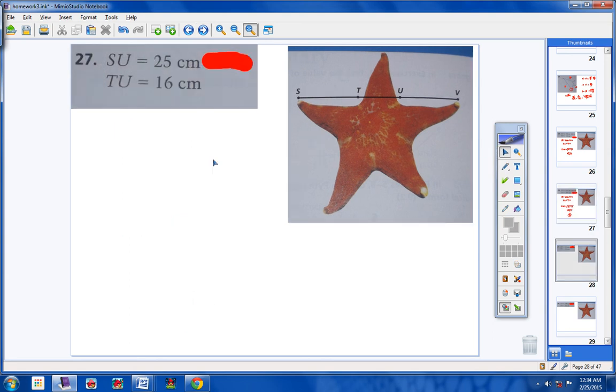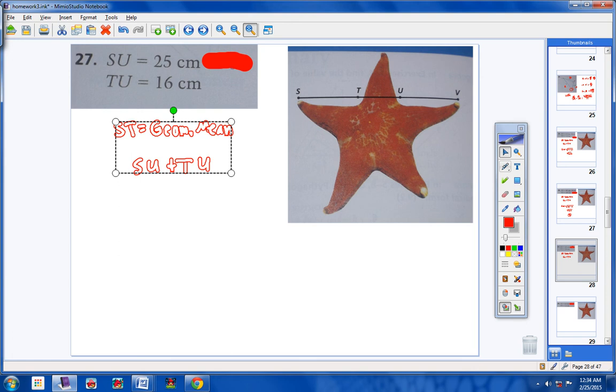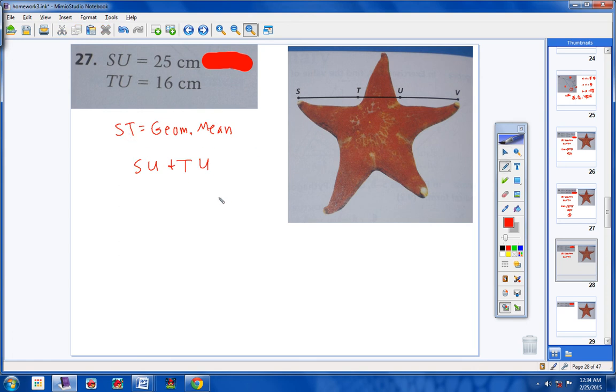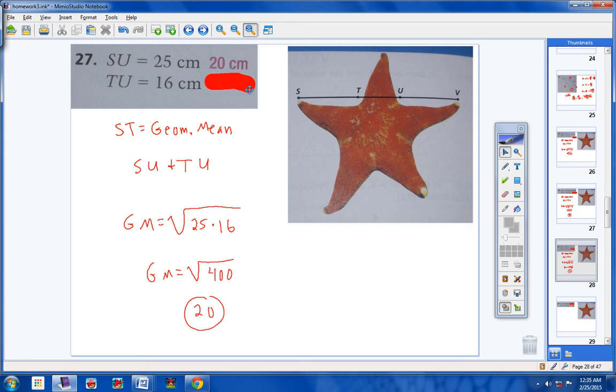Alright, same thing again, so here we go. ST is the geometric mean of SU and TU. We're looking for ST, so we're looking for the geometric mean. The geometric mean of two numbers is the square root of the product of your two numbers, so 25 times 16. When you multiply 25 times 16, you're going to get 400. So we have a geometric mean of square root of 400, and the square root of 400 is 20. So 20 is the length of ST. Alright, number 28.